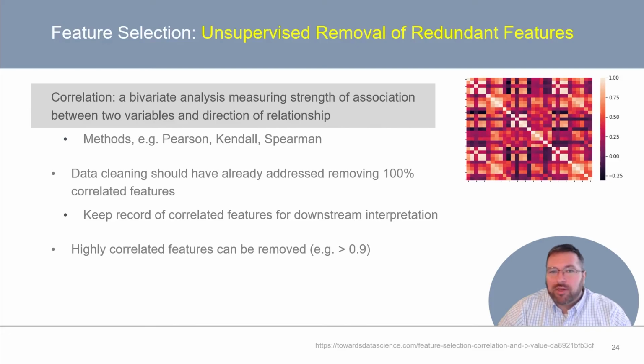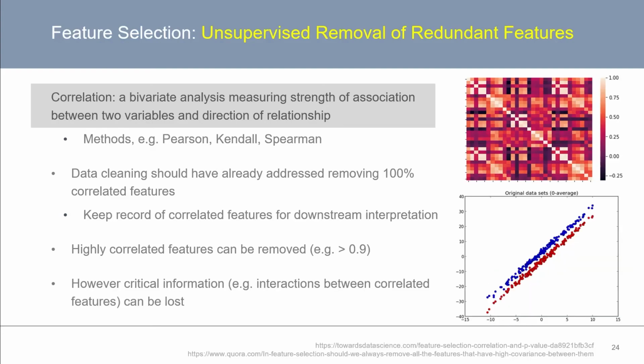But beyond perfectly correlated features, we can also consider removing highly correlated features. For example, features with greater than 90% correlation. Often, highly correlated features can simply capture redundant information that can be safely removed from the data. However, it should be noted that it is possible for critical information to be lost in the process of removing highly correlated features, such as illustrated in this example on the right.